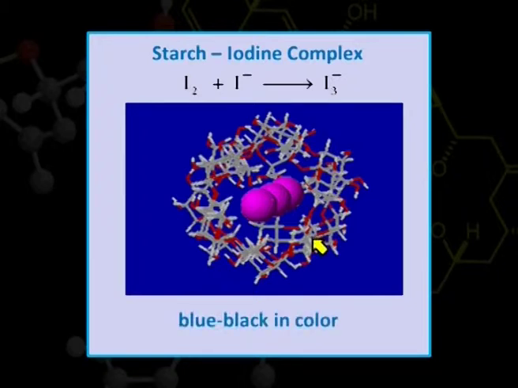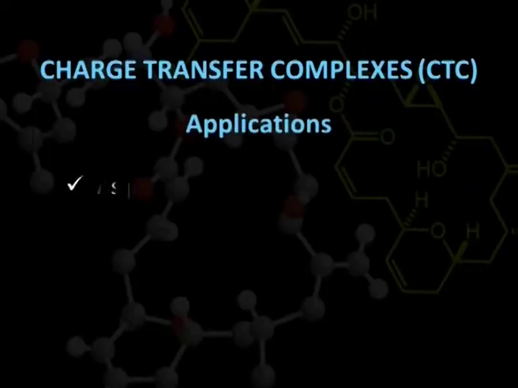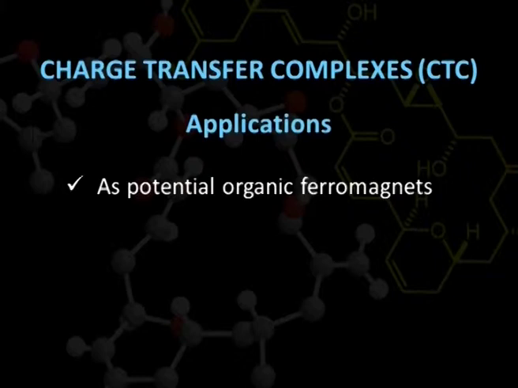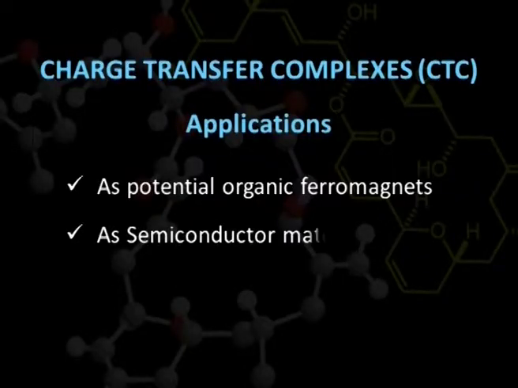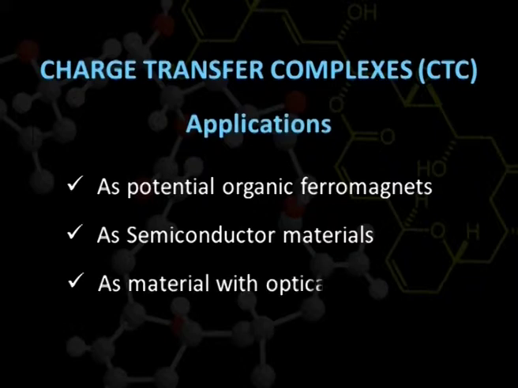Charge transfer complexes have wide applications in many fields. They are used as potential organic ferromagnets. We know that most ferromagnetic materials are inorganic compounds, but organic charge transfer complexes show ferromagnetic properties. They are also used as semiconducting materials, and nowadays they are also being used as materials with optical properties.